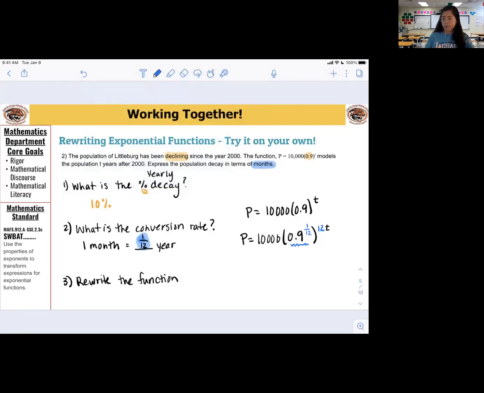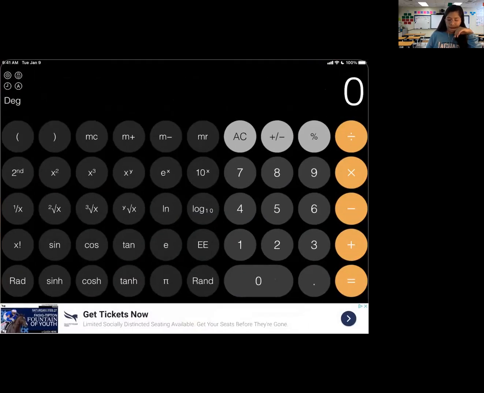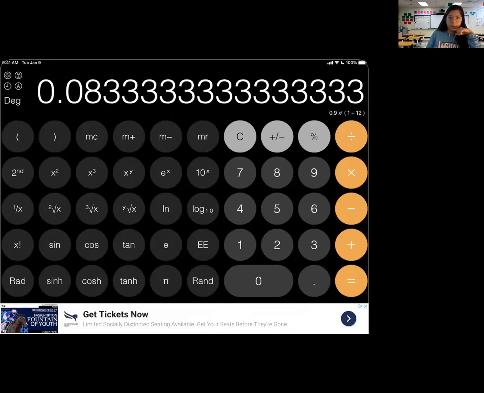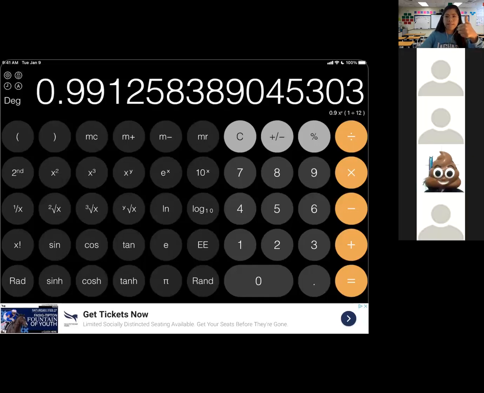Okay, have your answer ready to go on your calculator or write it down. And now I'll show you what I get when I do it. So 0.9 to the power of 1 over 12. I'm going to put my parentheses, 1 divided by 12, close parentheses, and hit enter. And I get 0.991. Give me a thumbs up if you got the same thing.